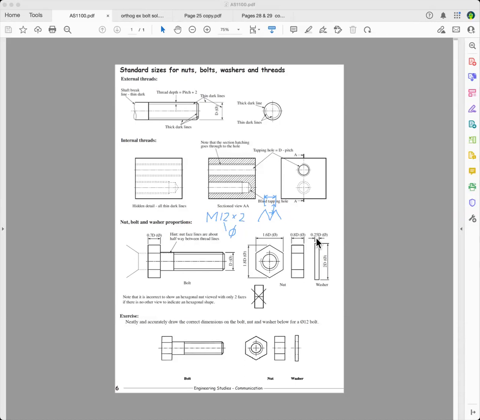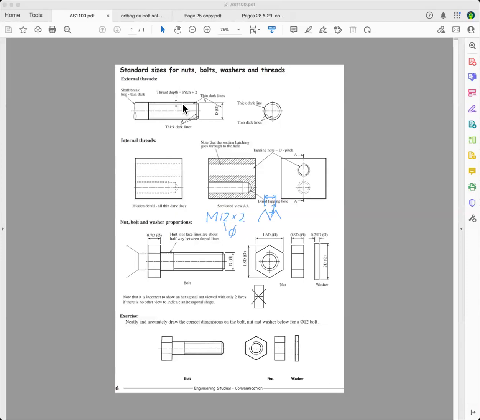So there's 1, 2, 3, 4, 5, 6 things to learn, plus that, which is 7 things to learn, which isn't that bad. And I'll just go through all this up here. Make sure that you know how to show an external thread on a bolt or a shaft.